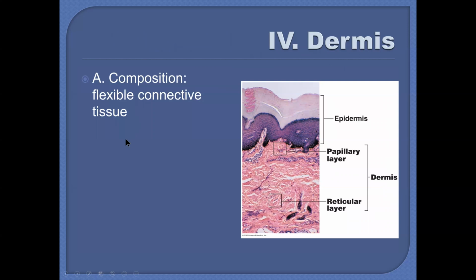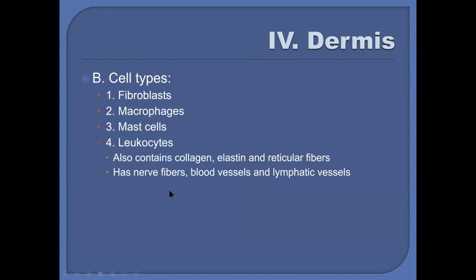The dermis is composed of flexible connective tissue. These are the cell types we talked about when we first started talking about connective tissue. We have fibroblasts, macrophages, mast cells, leukocytes, collagen, elastin, and reticular fibers, nerve fibers, blood vessels, and lymphatic vessels. There is no direct blood supply in the epidermis. The epidermis lives by diffusion and active transport.